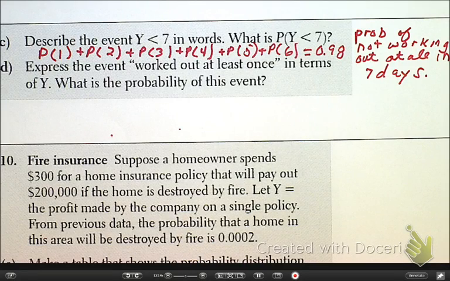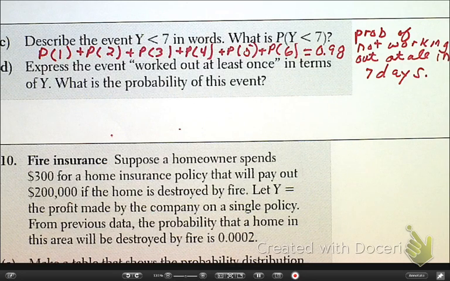Okay, so now as we look at part C, describe the event Y is less than 1 in words. What we're saying here is the probability of them not working out at all during the course of 7 days. Unfortunately, that would be me. Got to work on that.